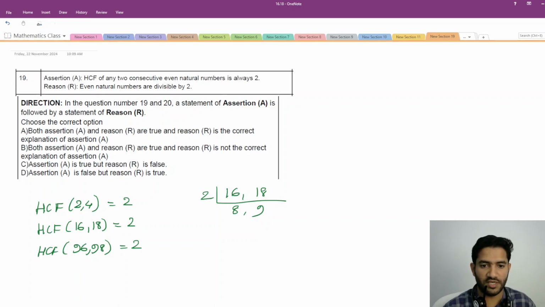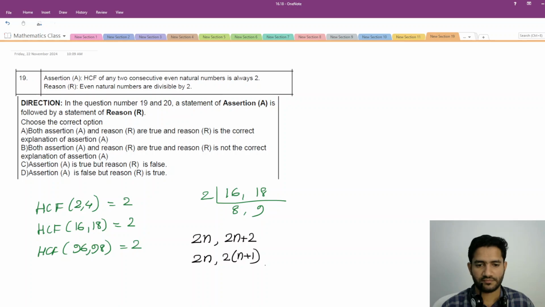How can we prove it by a general method? We want to consider 2 consecutive even natural numbers. So I am considering any even natural number, we can use the expression 2n. Then the consecutive one should be 2n plus 2. So actually we are finding the HCF of 2n and 2n plus 2. In 2n plus 2 we can take 2 common because 2 is there in both terms. So it will be 2n, 2n plus 1.